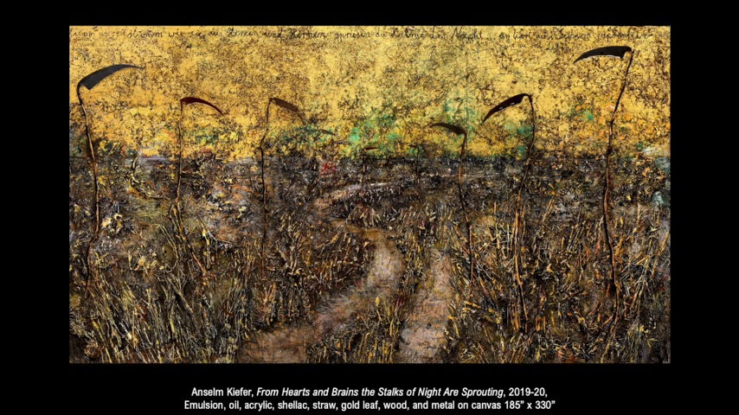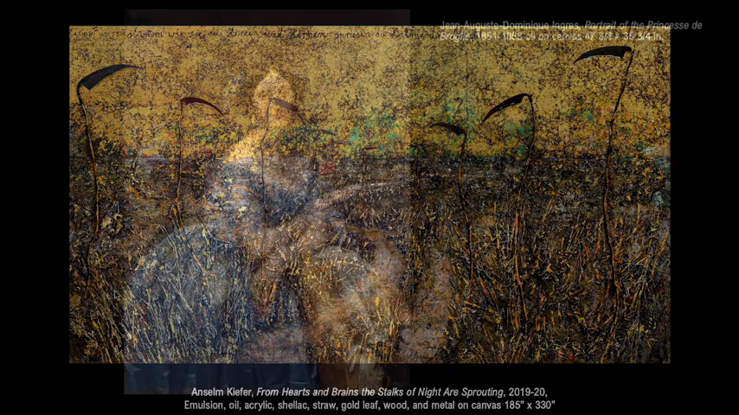Now, in his works, these are very large paintings. He covers them. You can see here this has emulsion, oil, acrylic, shellac, straw, gold leaf, wood, and metal on canvas. These works have an enormous presence because of their texture.